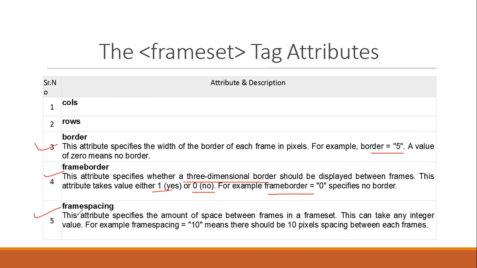Now next is frame spacing. This attribute specifies the amount of space between the frames in a frame set. This can take any integer value. For example, frame spacing equals to 10 means there should be 10 pixel space between each frame. So that's why we are using the frame spacing. So it will be the space between the frames and the frame sets.